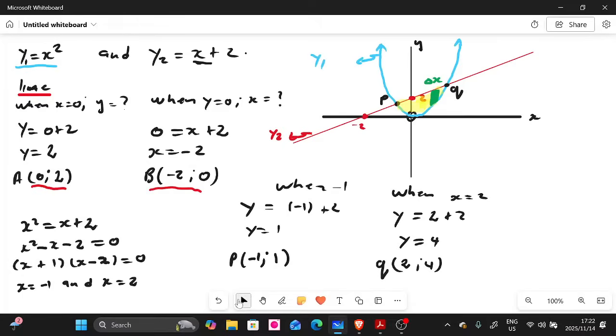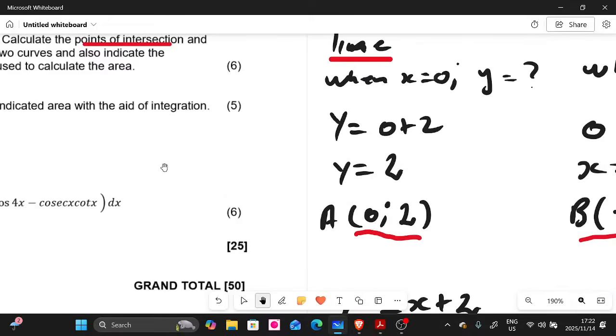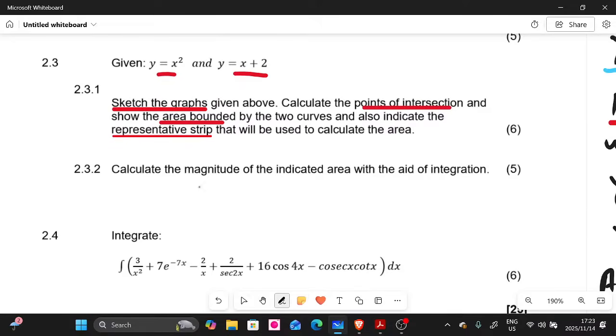So if we go to the question, I'm not going to pause. I'm just going to go straight to the question. Let me zoom it. Now we have to do 2.3.2. We are done with this one here, which is 6 marks there. We indicated the area. We sketch the graph. We find the intercept. We indicated the area. We show the representative strip. So we are fine. So let's look at 2.3.2.